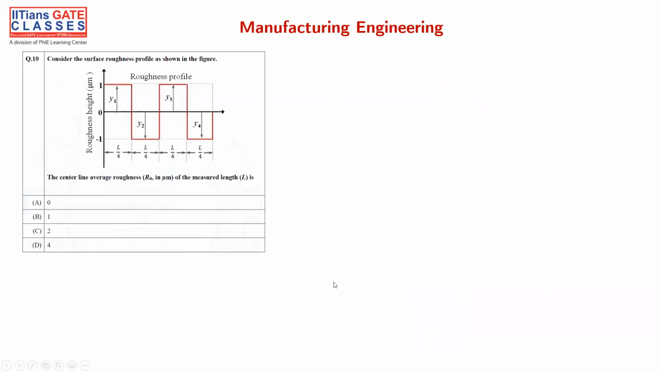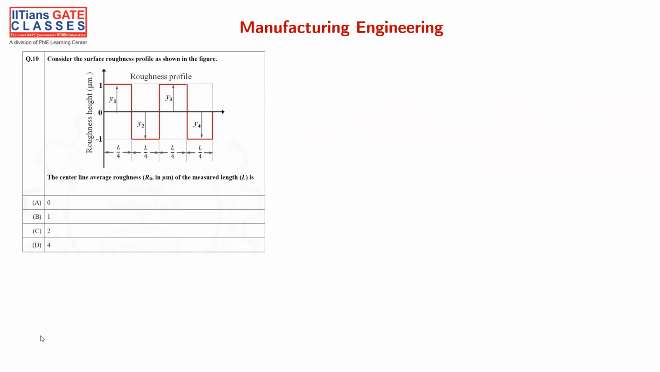Okay. The next question is, consider the surface roughness profile as shown in the figure, and he's asking the center line average roughness Ra in micrometers of the measured length L. The complete length is from here to L, and it is divided into 4 quarters, 1, 2, 3, 4, and this is the roughness profile. So we can find this by using two methods, right? The one is you can use the formula like this.